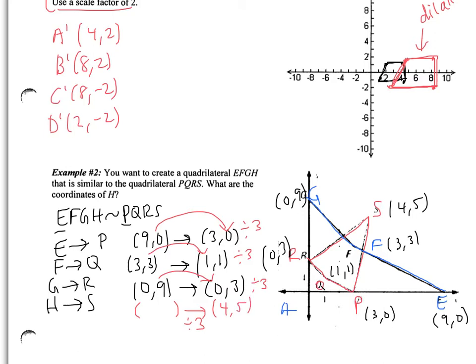Okay, I know that point H should be bigger than point S. So rather than dividing by 3 to go backwards, I'm going to multiply by 3. When I multiply by 3, I get the point 12 comma 15. So I know in all these cases I was dividing by 3, but now if I take 12 comma 15 and I divide by 3, I get 4 comma 5. So point H is 12 comma 15.